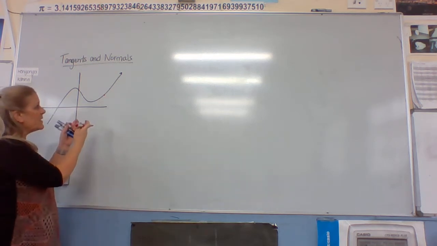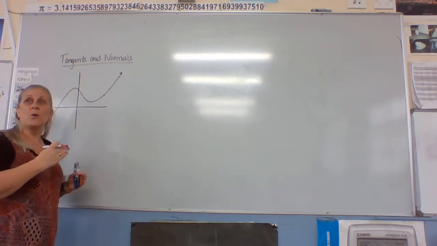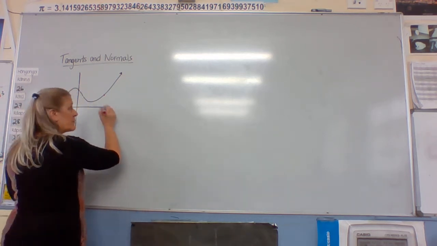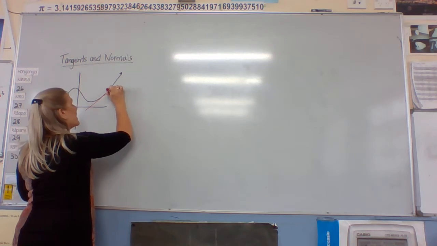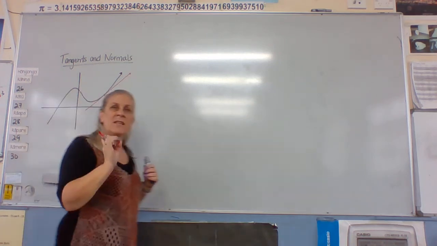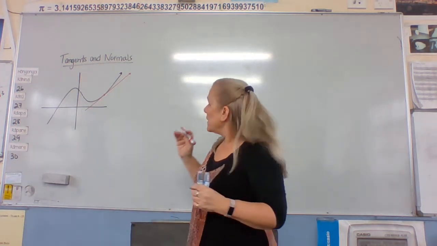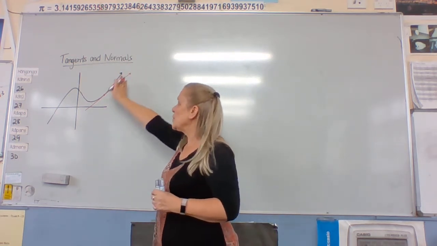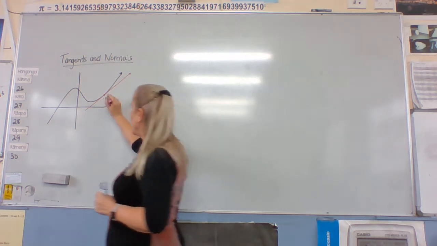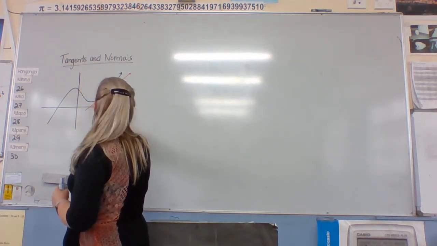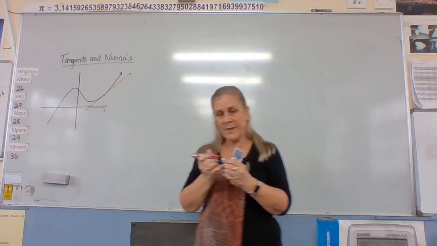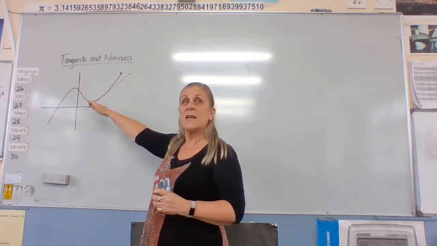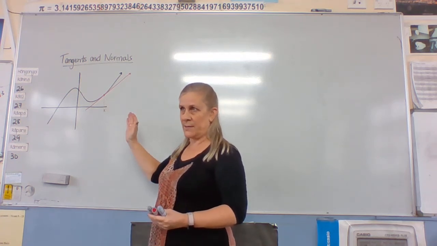So at this point, the gradient is equal to the tangent. Now what's a tangent? A straight line that touches the curve at one point and one point only. So that is the tangent to this curve at that point, whatever it happens to be. Okay? So the gradient of the curve will be exactly the same as the gradient of this line.